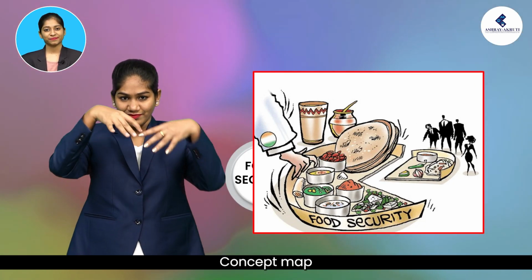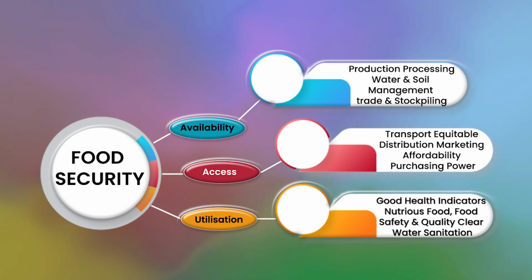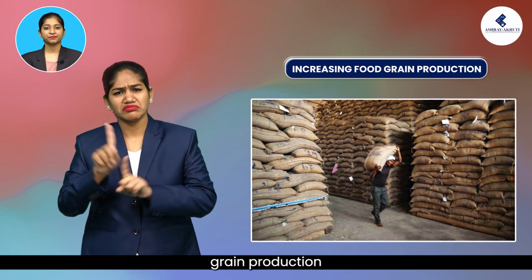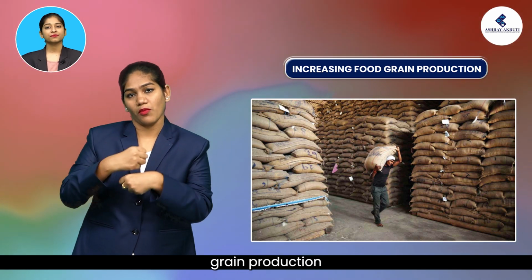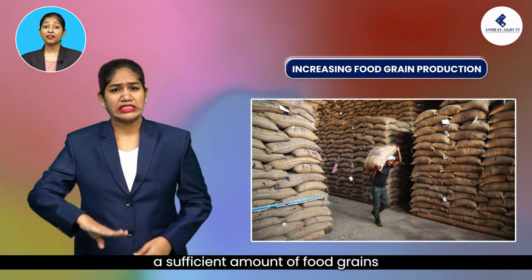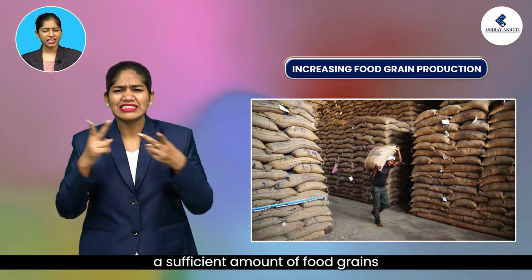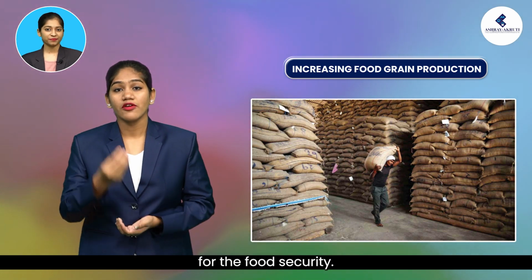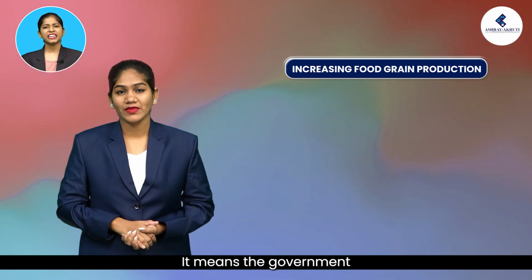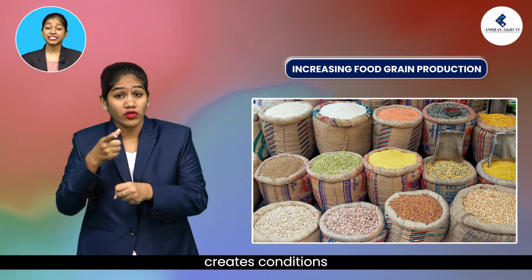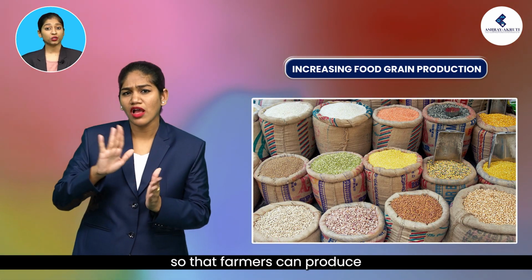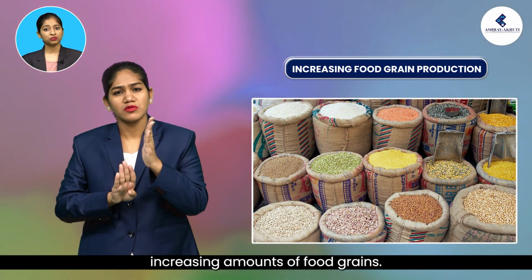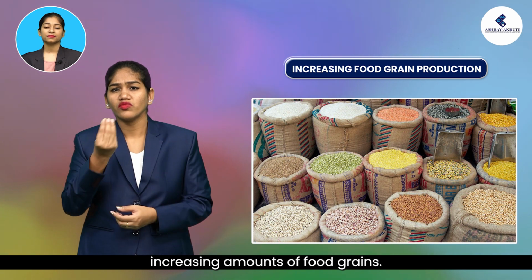Concept map. Increasing food grain production. Producing a sufficient amount of food grains is an important requirement for food security. It means the government creates conditions so that farmers can produce increasing amounts of food grains.